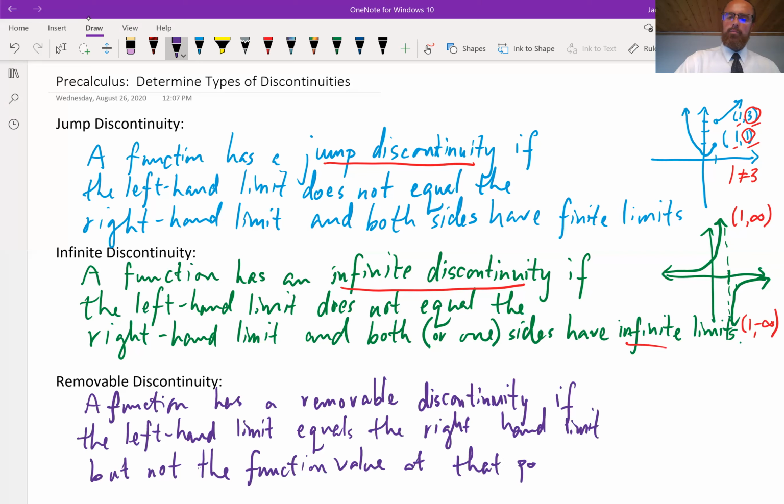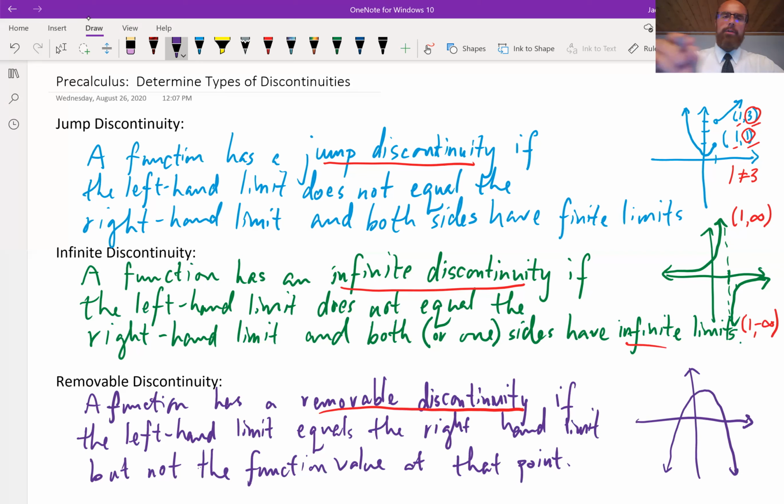So those again are some words. Let's see what a graph that has a removable discontinuity might look like. So let's consider, we'll sketch a graph here. Let's consider a parabola again. We'll turn this one so that it's headed downward.